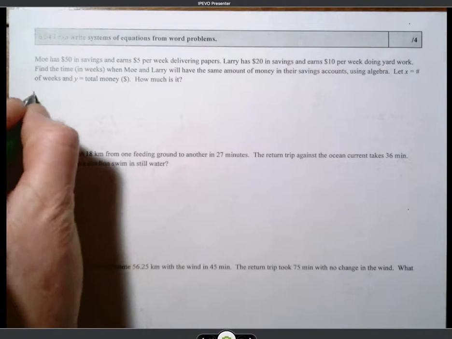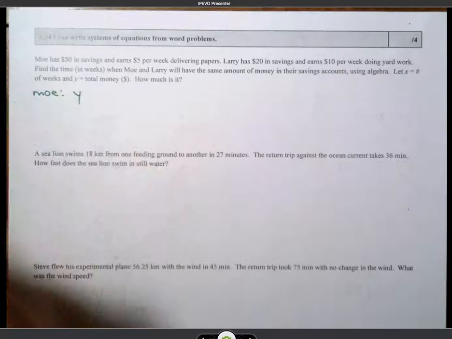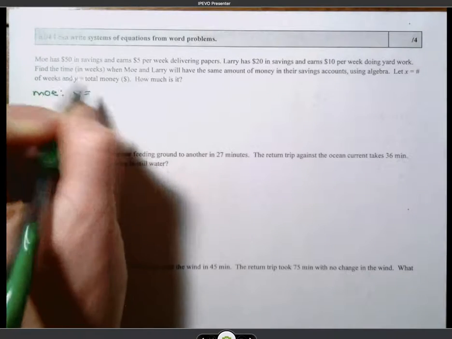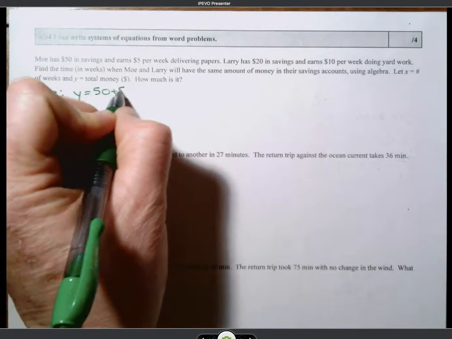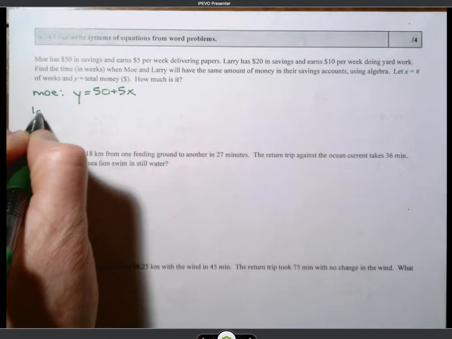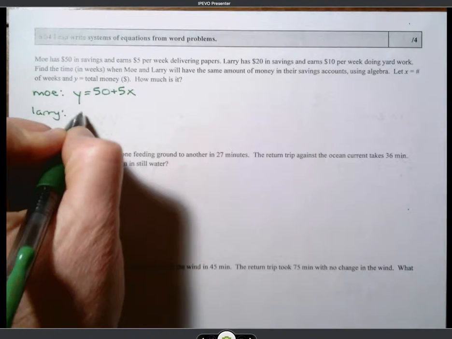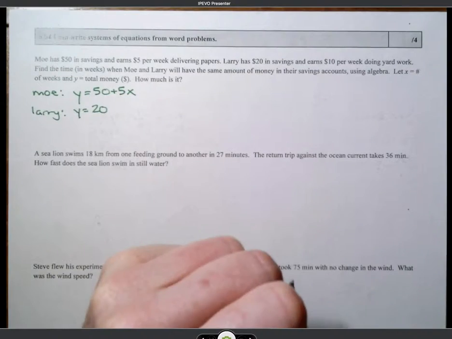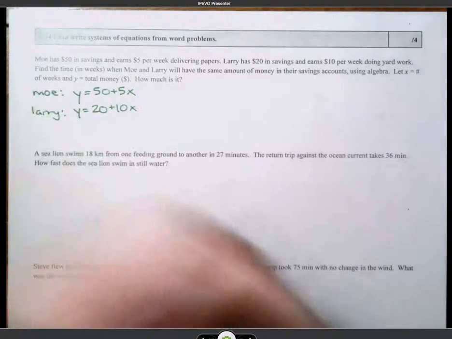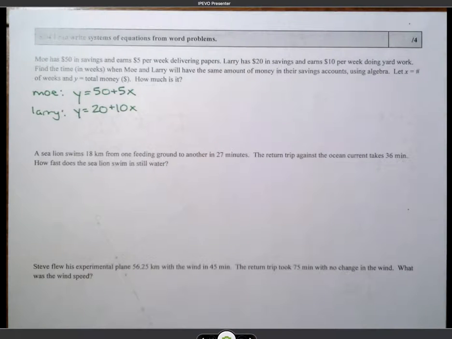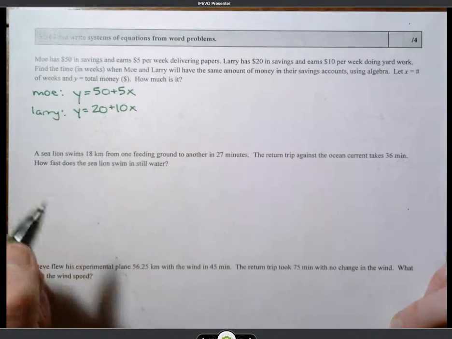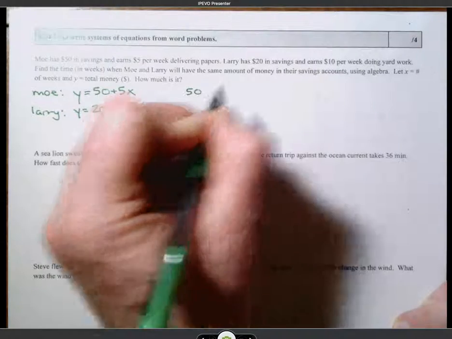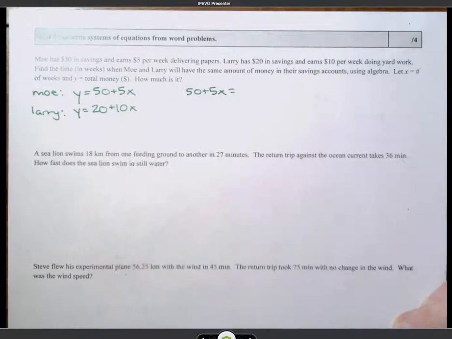Okay, so Mo, his total money, which is Y, he's got 50 bucks, and then he's earning $5 a week. And we said X is weeks. Larry has $20 in savings and is earning $10 per week. The question asks, when will they have the same amount of money and how much is it? So this is amount of money. We want to know when the Y's are the same, when the money's the same. So that means I can just set them equal to one another. When are the values equal?